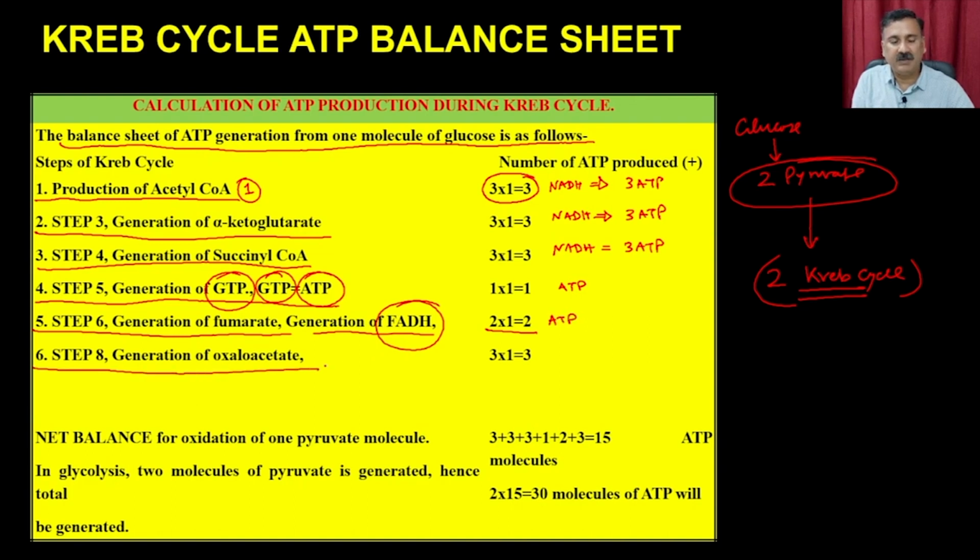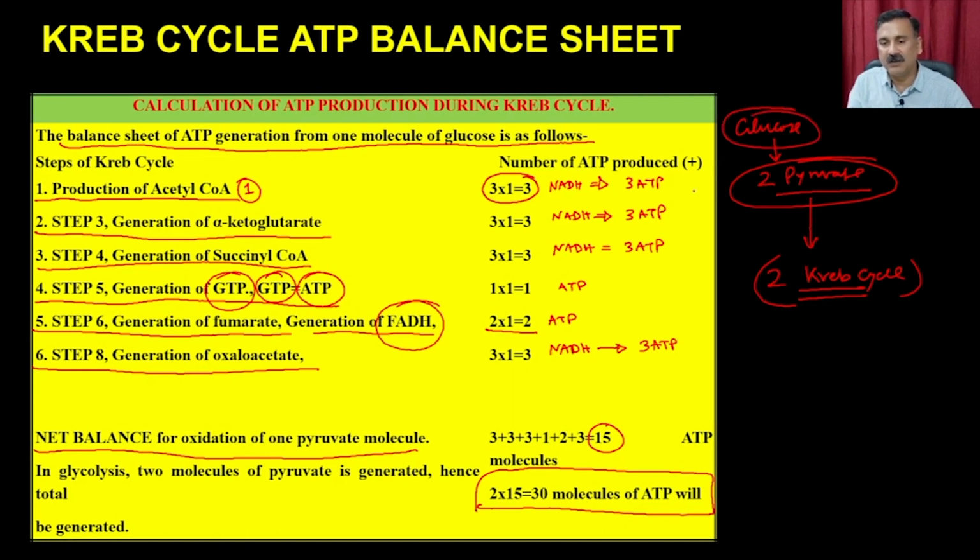Then in step 8, the last step, where you are utilizing the malate, again you have produced another molecule of NADH, and that is also going to give you 3 ATP molecules. Now the net balance from one pyruvate molecule is 3 plus 3 plus 3 plus 1 plus 2 plus 3, and that is 15 ATP molecules. And since glycolysis is giving 2 pyruvate molecules, you are going to multiply this number, and that's how the net gain of ATP from one molecule of glucose is 30 molecules of ATP.